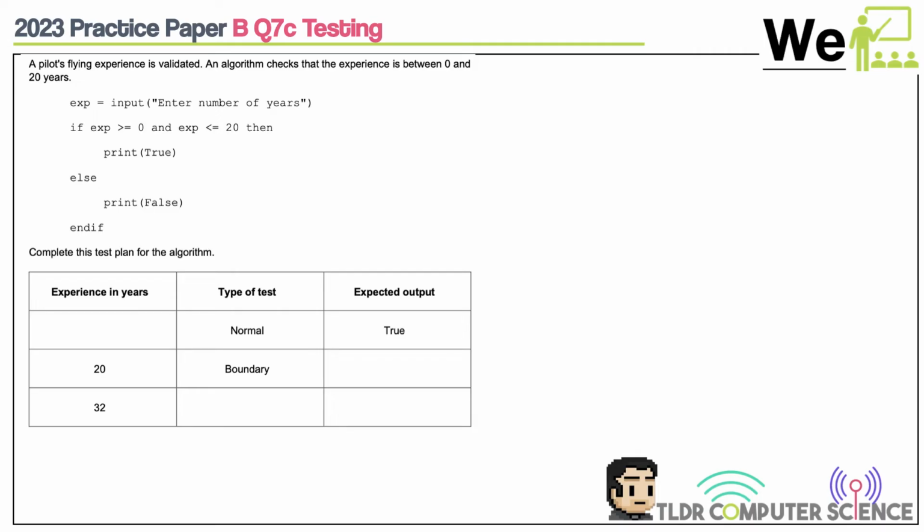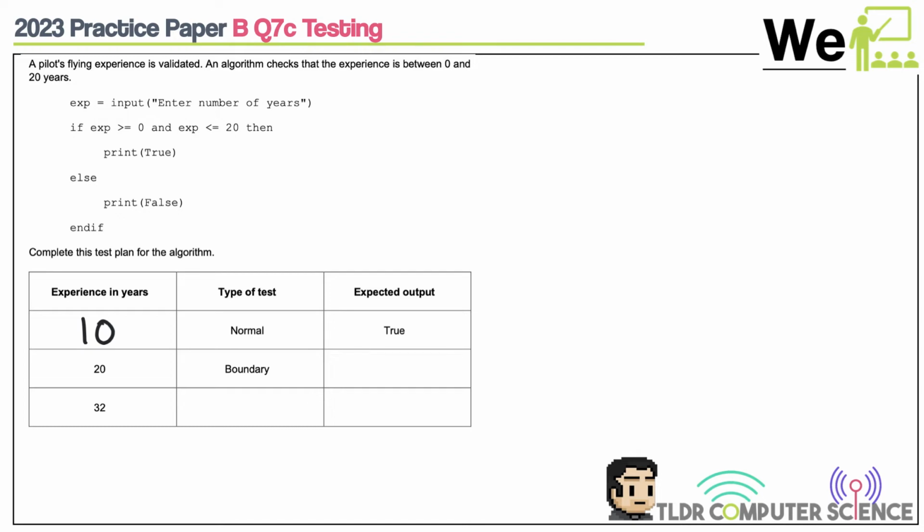What would a normal value be? 5. Yeah, one that sits nicely in between. 5, 10, all acceptable answers. Truthfully, any number between, I would say, 1 and 19 would be acceptable. So I can say 10. Why not? There you go.